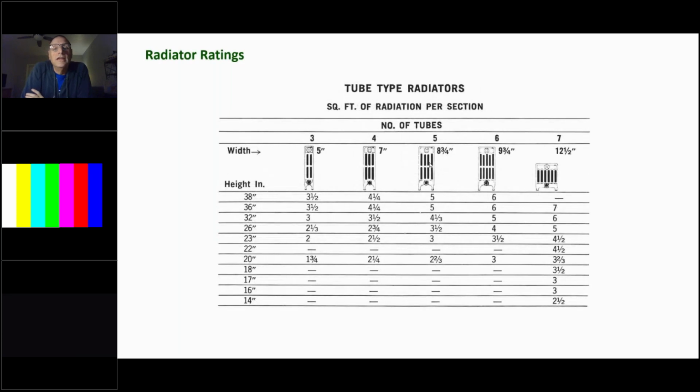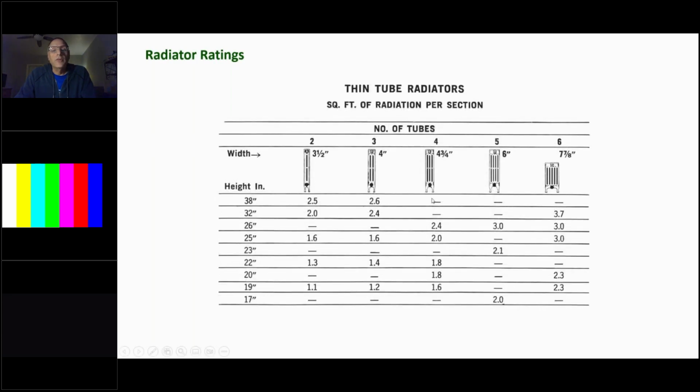And then again, this is the tube type radiators. This is the same situation. If you've got a 36 high, 5 tube, you've got 5 square feet, 5 sections, you've got 25 square feet. Pretty straightforward there. And then this is the thin tube, same situation. Generally, if you purchased a new radiator today, this would be the type of radiator that you would get.